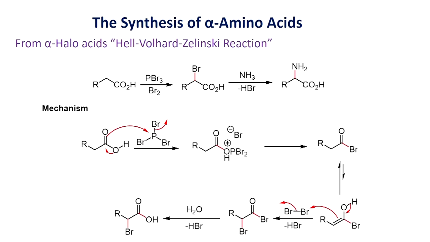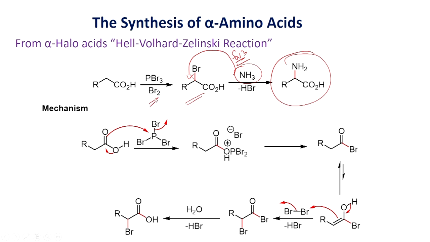Now, let us look at the synthesis of alpha amino acids. As you can see here, if you have the carboxylic acid, you can do halogenation of the alpha carbon atom. As an example shown here, if you use PBr3 in the presence of bromine, you can do the bromination of the alpha carbon atom. Once you have the alpha bromo carboxylic acid, when you react with ammonia, you will be able to form the alpha amino carboxylic acid. The mechanism of this reaction is shown here.